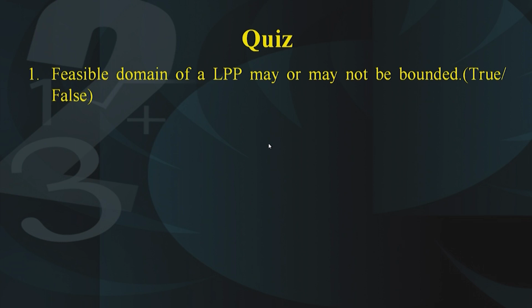The first question is, the feasible domain of a linear programming problem may or may not be bounded. The answer is either true or false. So, if you think it is true, please write true in your copies. If you think it is false, please write false in your copies.